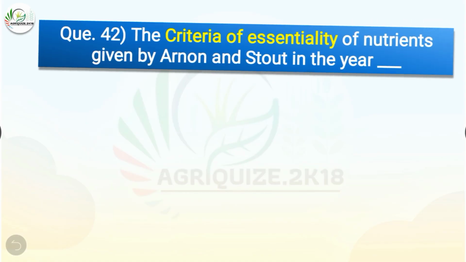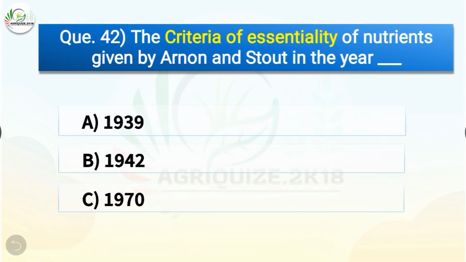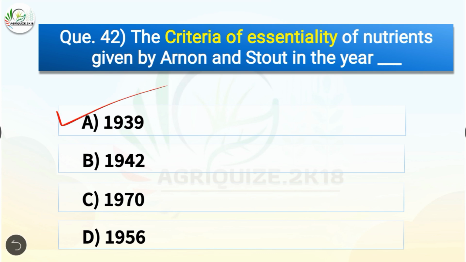Question number 42. The criteria of essentiality of nutrients given by Arnon and Stout in the year dash. The options are 1939, 1942, 1970, or 1956. The correct answer is option A, 1939. So the criteria of essentiality of nutrients given by Arnon and Stout was in the year 1939.